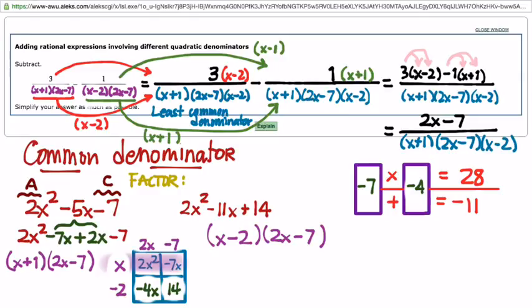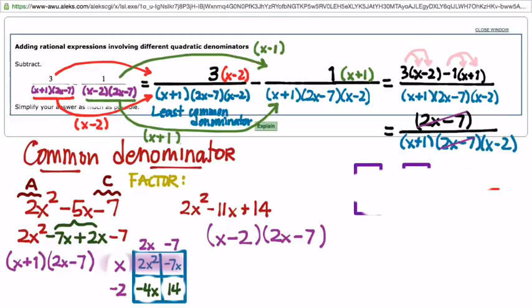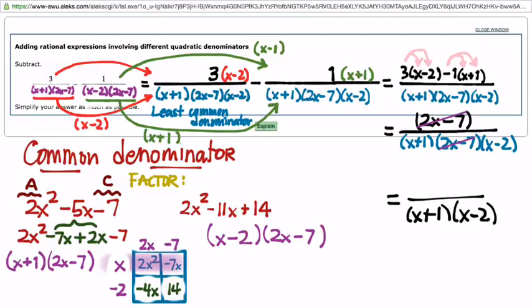What's my last step? Cancel. What can I cancel? 2x minus 7. That factor is common to the numerator and the denominator. So we can get rid of it. We can divide by it, which in the denominator is going to leave me with nothing but x plus 1 times x minus 2. What does it leave me with upstairs? If we cancel everything, every factor, what's left behind? 1, yeah.